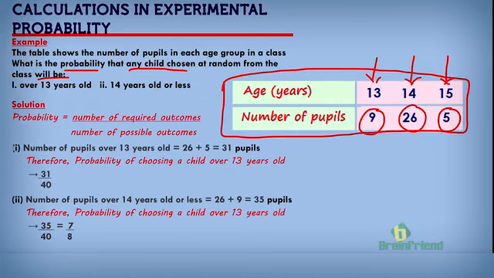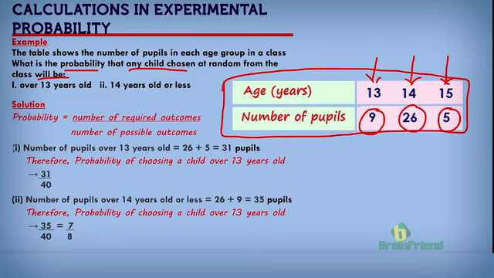Now let's take another example. The table shows the number of pupils in each age group in a class. Here's our table. Now within the class, we have pupils that are 13 years old, 9 of them. Pupils that are 14 years old, 26 of them. Pupils that are 15 years old, 5 of them. What is the probability that any child chosen at random from the class will be over 13 years old? And what is also the probability that any child chosen at random from the class will be 14 years old or less? Let's take them one after the other.